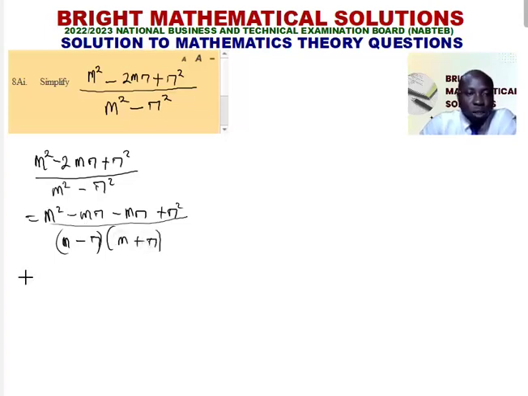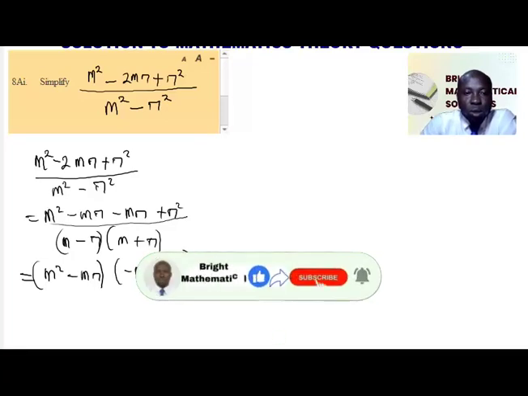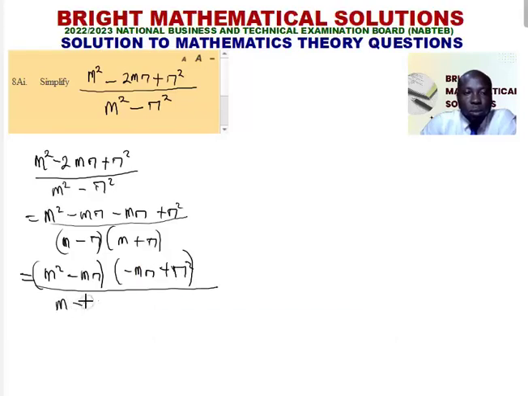Now for the numerator, let us group them into two: m squared minus mn, minus mn plus n squared, all over m minus n, m plus n. So from here, let us factor out what is common to the two.